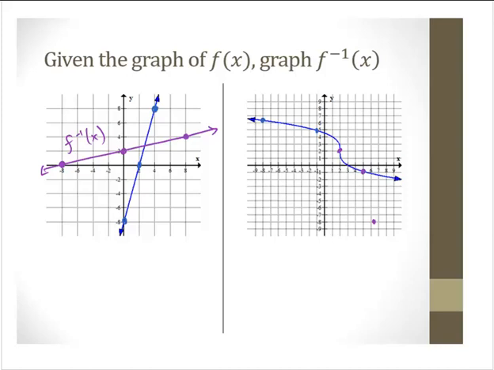I have 3, 0 in blue, so let me plot the point 0, 3. I have 7, negative 1.4 maybe. So I need the point negative 1.4, comma, 7. And so we would see a graph that does roughly this. And so there's the inverse function.